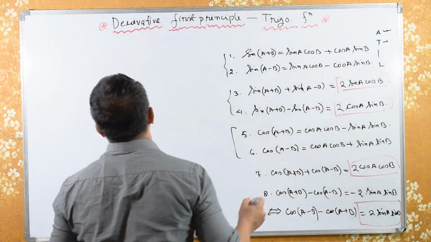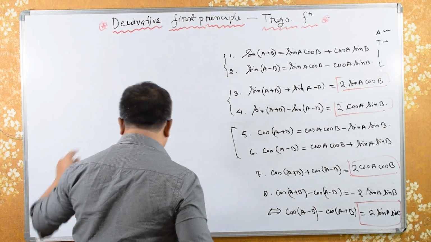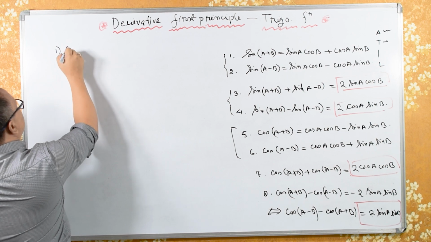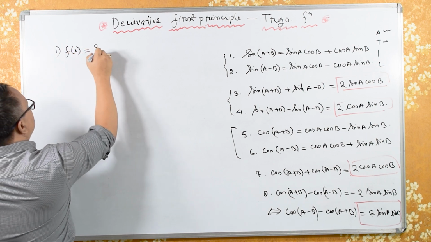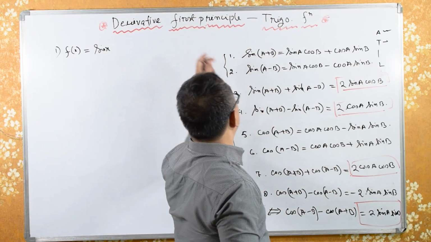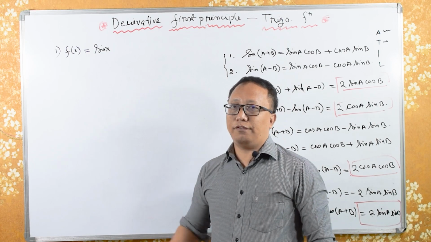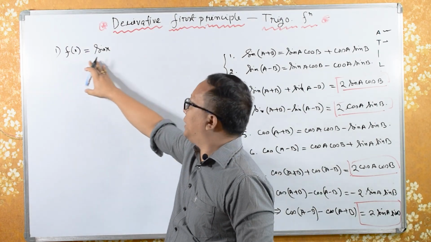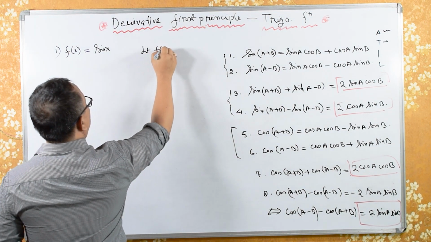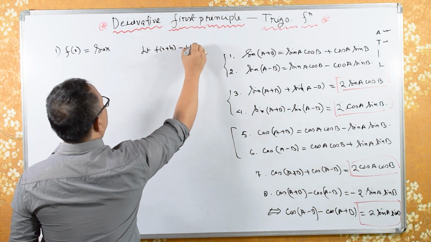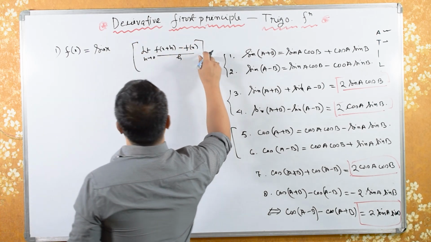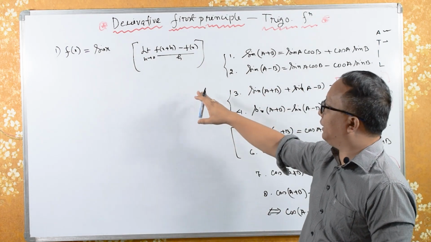Now let's choose the simple primitive function first. Let's say f of x equals sine of x. Remember, by the derivative of first principle, we have the limit of f of x plus h minus f of x upon h, where h tends to 0. This is our main target.